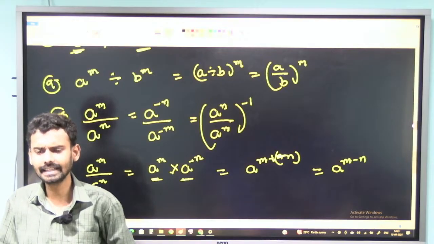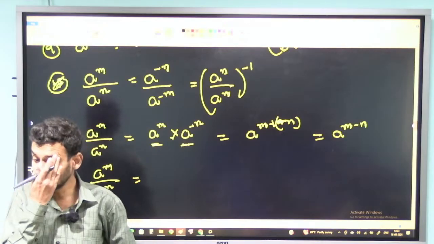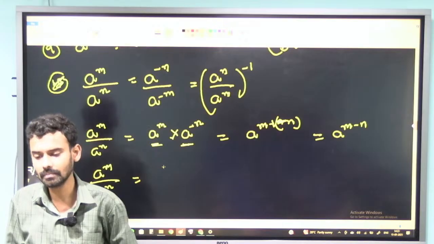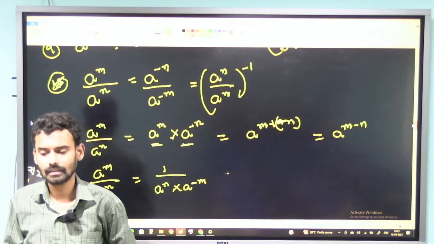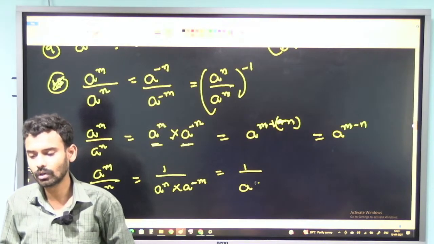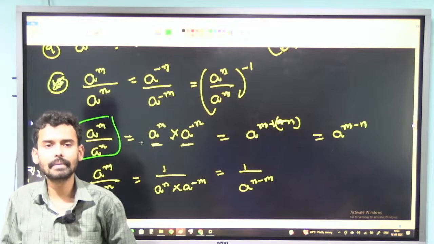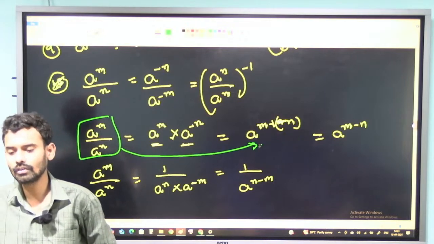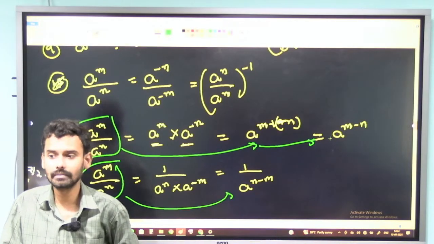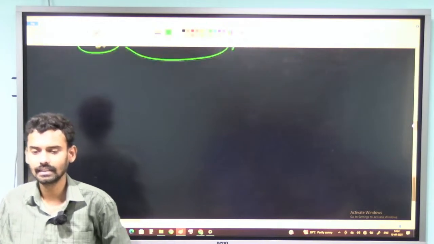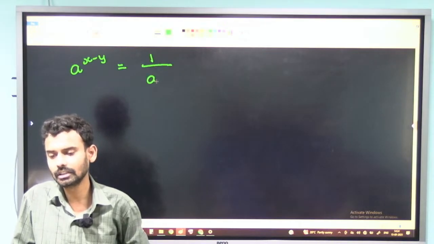And what happens if I take a to the power of m to the denominator? a to the power of m divided by a to the power of n. If I want to take a to the power of m to the denominator, then it will become 1 divided by a to the power of m into a to the power of minus m. Now this is nothing but 1 by a to the power of n minus m. So if we observe, a to the power of m by a to the power of n can be written as a to the power of m minus n, and the same thing can be written as 1 divided by a to the power of n minus m. So this gives the next result, that a to the power of x minus y can be written as 1 by a to the power of y minus x.